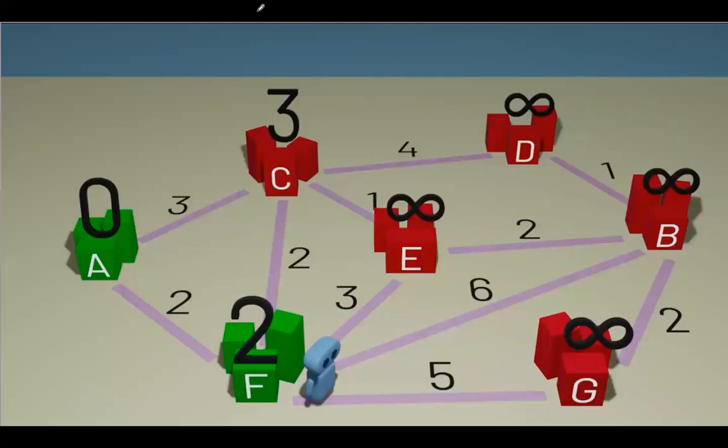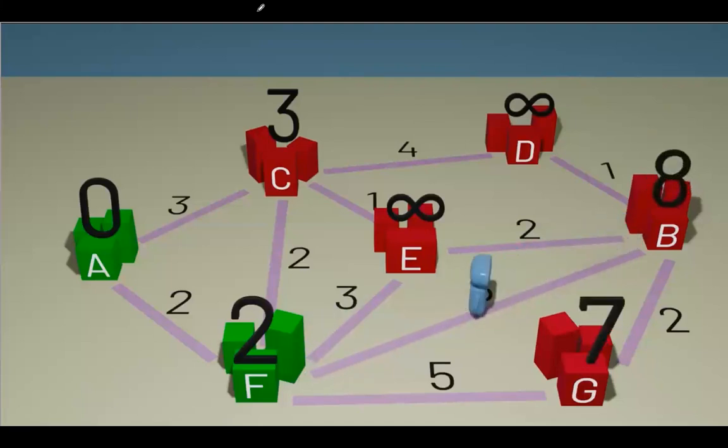We first update our estimates by looking at the towns connected to town F. It takes 5 minutes to get from town F to town G. So if we can get to town F in 2 minutes, then we can get to town G in 7 minutes, the sum of those two values. Likewise, we can get to town B in 8 minutes, and we can get to town E in 5 minutes.